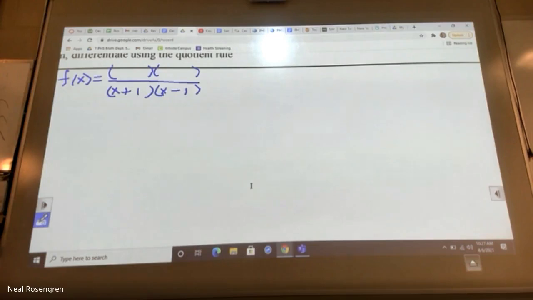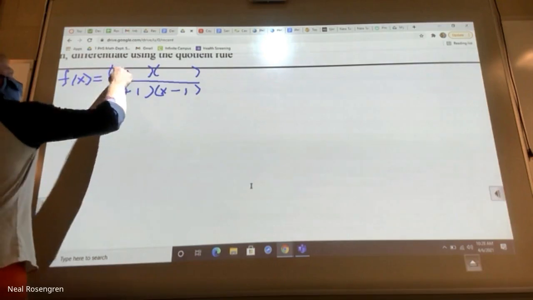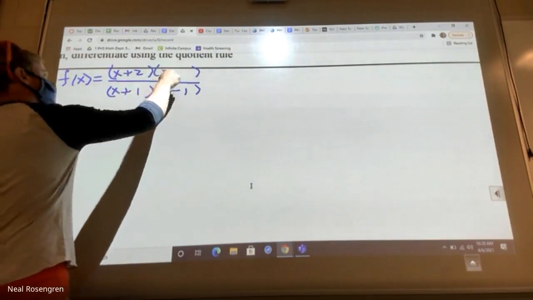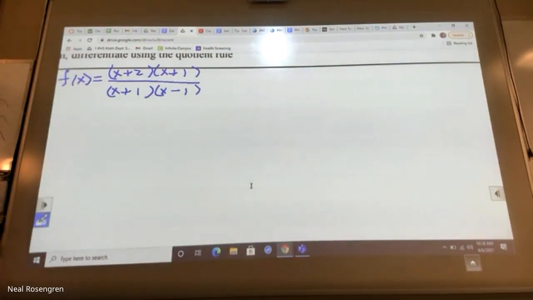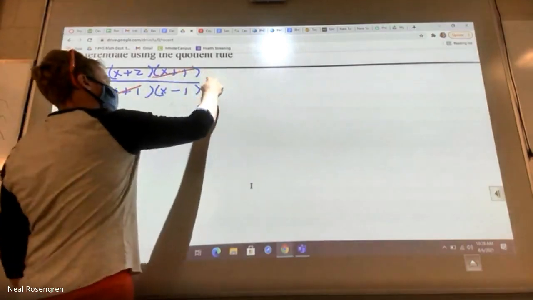What is the top factor? x squared plus 3x plus 2. Two numbers that add to 3 and multiply to 2: 2 and 1, nice. And because it's just x squared, it's x plus 2 and x plus 1. So what do you see? Love it. Rewrite the function first.